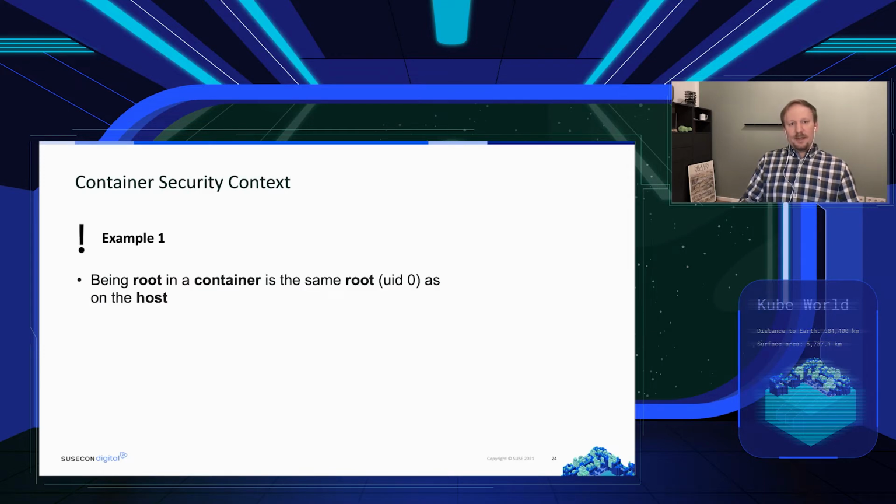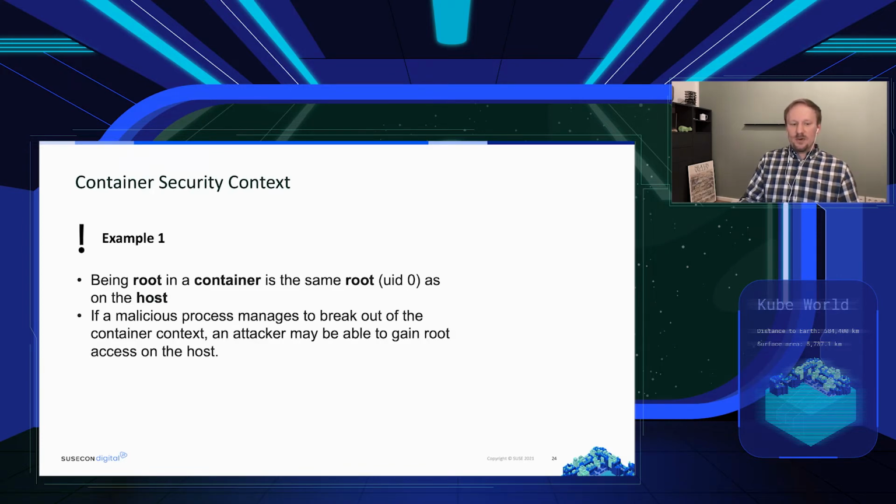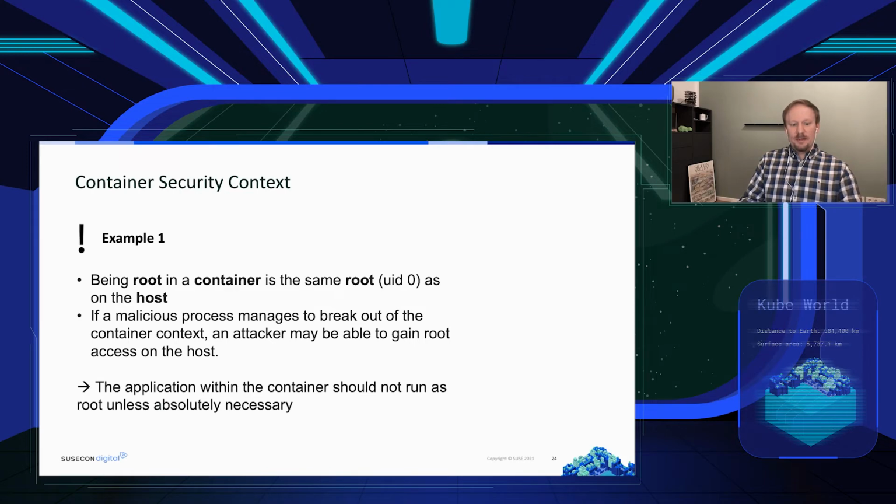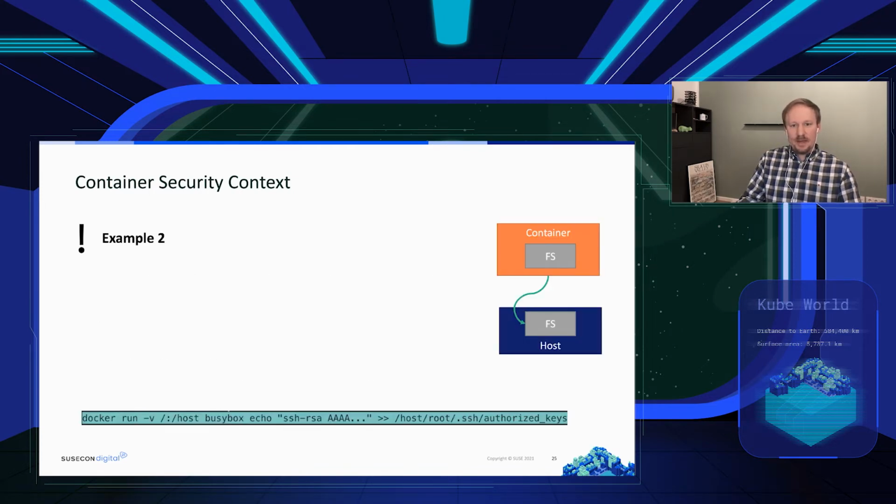So what you need to realize is that if your process is root in a container, this is exactly the same root as on the host. So if a malicious process manages to break out of the container by maybe exploiting some vulnerability in the kernel, an attacker will automatically be root on the host, which is something that we really like to prevent. So a very good practice is to avoid running applications as root user in the container unless it's absolutely necessary. And sometimes it can be necessary, but you have to do it in a controlled manner.